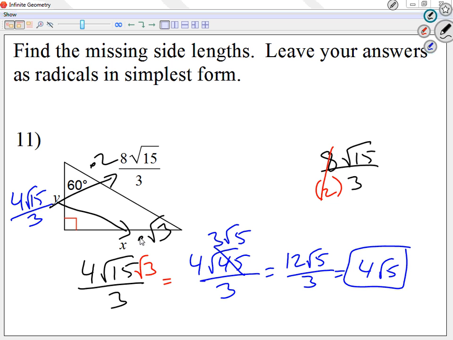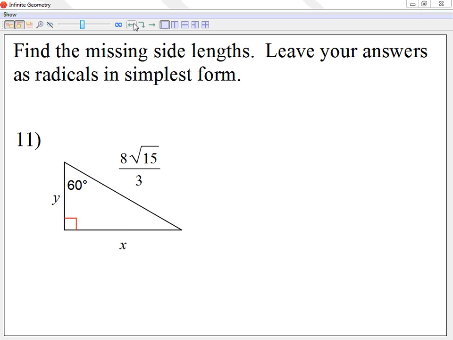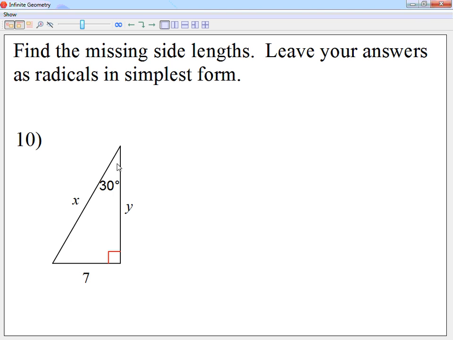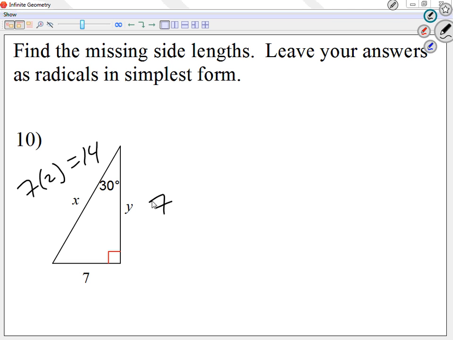How would you do number 10? I think that's the only one left. Let's take a look at number 10. All right, it's a 30, 60, 90. So starting from the small side, to get to the hypotenuse, I'm going to have 7 times 2, which is better known as 14. To get the wide side, I start with 7, because I always start with the small side. Start with 7, and you multiply by radical 3. So we get 7 radical 3.